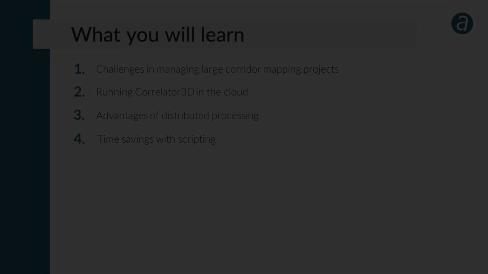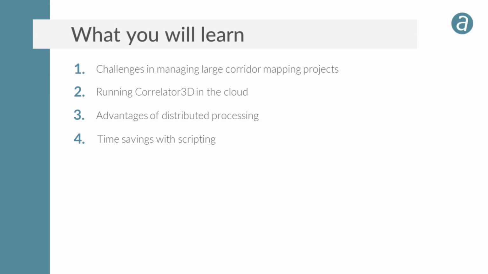Fantastic stuff. So before we get started, I wanted to mention the topics that we're going to cover. Challenges in managing large corridor mapping projects, because on the utility side, most of the projects are probably big corridors. Running Correlator 3D in the cloud, which is something unique to our power users. Advantages of distributed processing. And then potentially time savings with scripting. So give us a little bit of information about what your clients are looking for, how you do it, and the scope and size of a typical project.